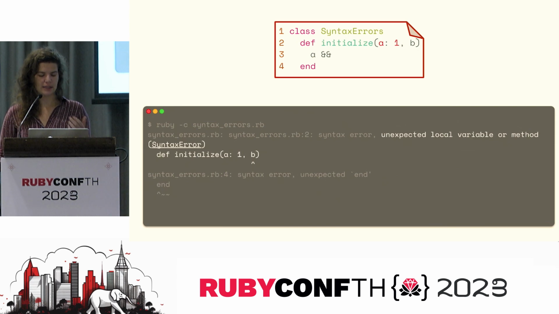The first one we get is unexpected local variable or method, and it's pointing to B. But if we don't really know Ruby, or we're new to it, or we haven't seen this error before, like, why is this unexpected, right? Can we not name something B? Can we not, like, what actually is going on here?